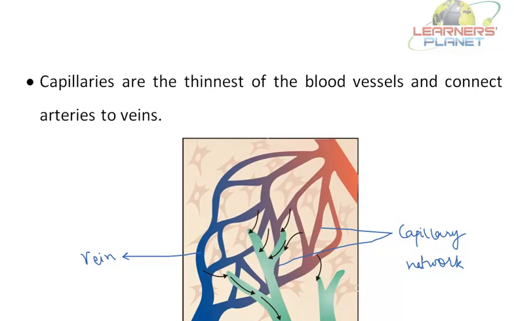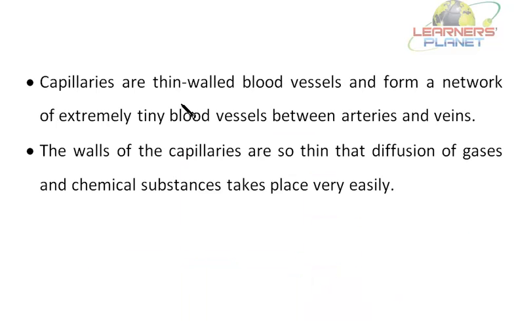Now there is one more thing which we need to discuss, which is very important. But before that, let us study something more about the capillaries. Yes, capillaries are thin-walled blood vessels, and they form a network of extremely tiny blood vessels between arteries and veins, as we discussed. The walls of the capillaries are so thin that the diffusion of gases and the chemical substances takes place very, very easily, right? So that was all about the blood vessels. Now let us discuss the differences between arteries and veins.